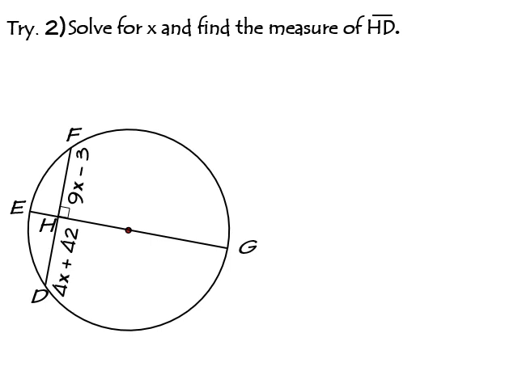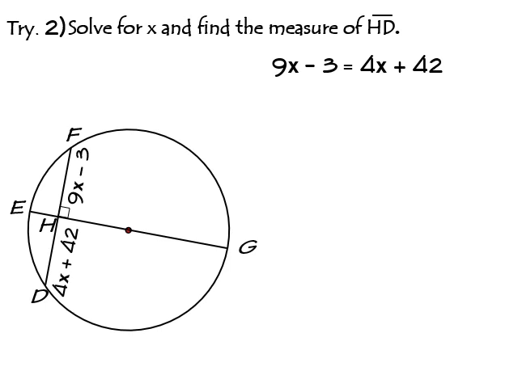Okay, let's take a look. If you take a look at the figure, again, we have EG, which bisects this chord here. And so that means that these two are equal to each other. So if these two are equal to each other, we can say 9x minus 3 is equal to 4x plus 42.